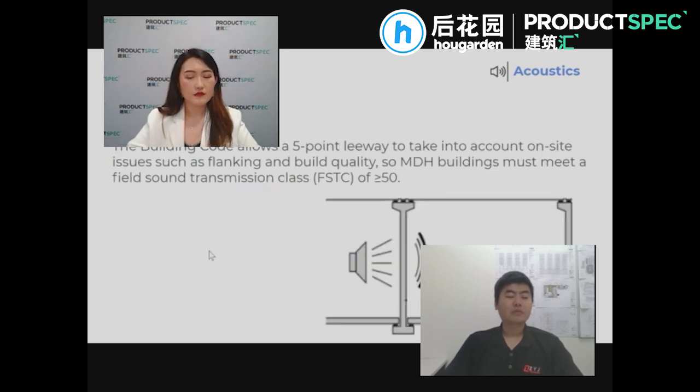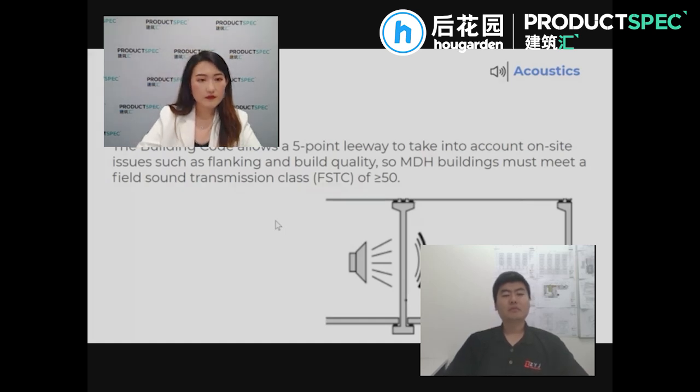The building code allows for a 5-point leeway. So you can achieve a 50 within the lab, but they will actually record that as a 55. They have tolerance around that.